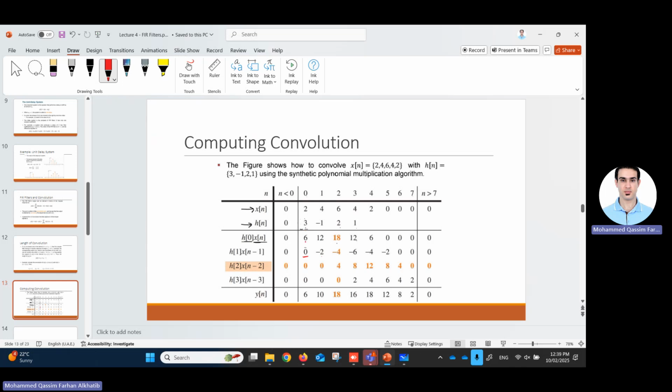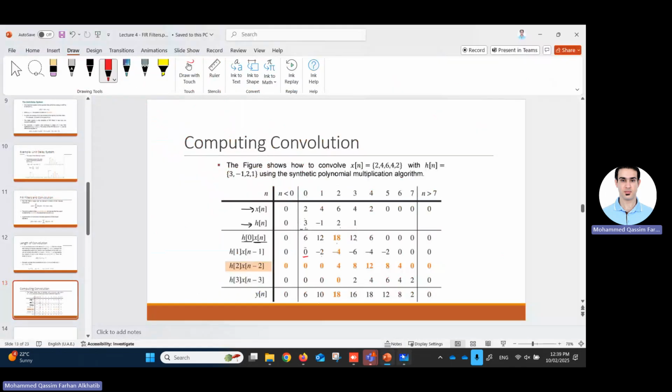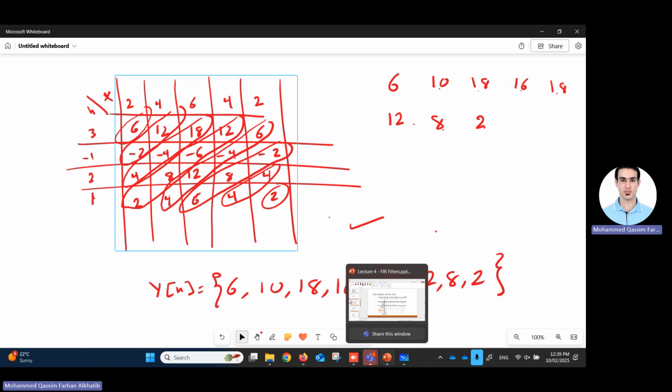And then you do the summation for all columns. And you should get the same exact answer. So 6, 10, 18, 16, 6, 10, 18, 16, 18, 12, 8, 2, 18, 12, 8, 2. So it is the same answer. So it is up to you whether you do the matrix method or this method.